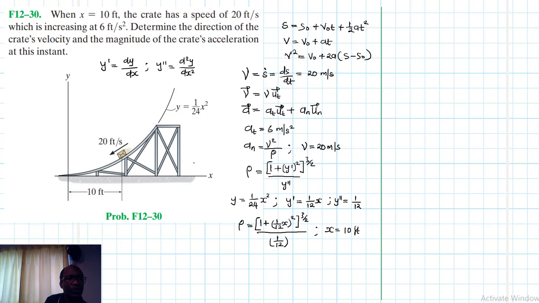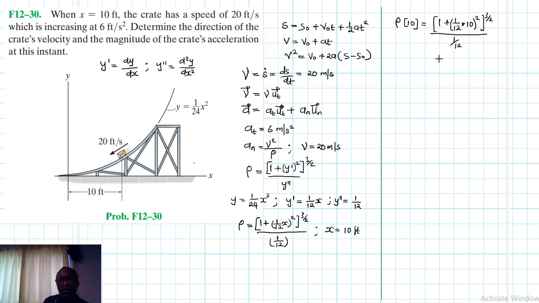So there we go. We do have our rho there. Evaluating it at x equal to 10, this becomes equal to 1 plus (1 divided by 12 times 10), everything to the power 2, and then this everything to the power 3 over 2, and then divided by 1 over 4. So this is our rho.